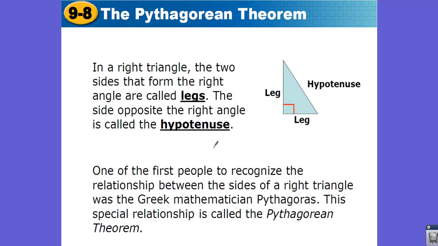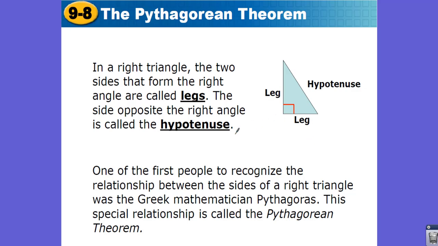Now, when using the Pythagorean Theorem, we have some names for our triangle. It says in a right triangle, the two sides that form the right angle are called legs, this angle and this angle. The side opposite the right angle is called the hypotenuse. This side right here, the right angle symbol points to the hypotenuse. So it will always be over here on the opposite of the right angle. The hypotenuse will also be the longest side of the right triangle.